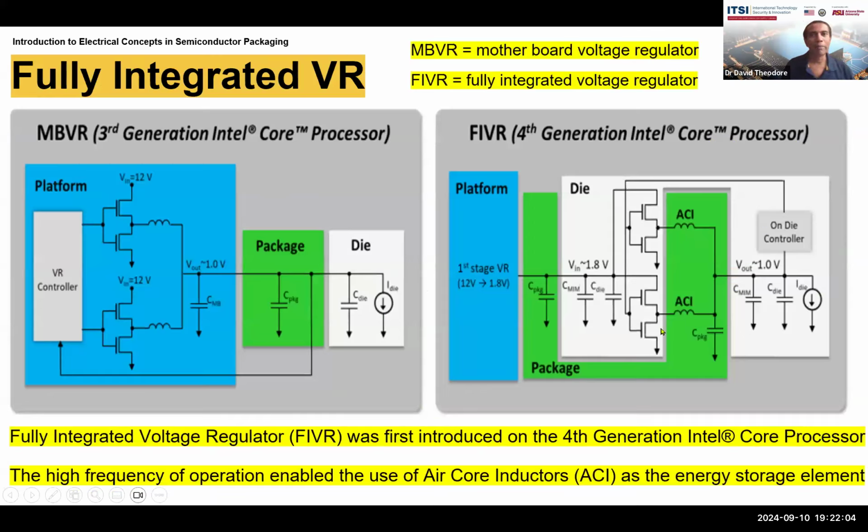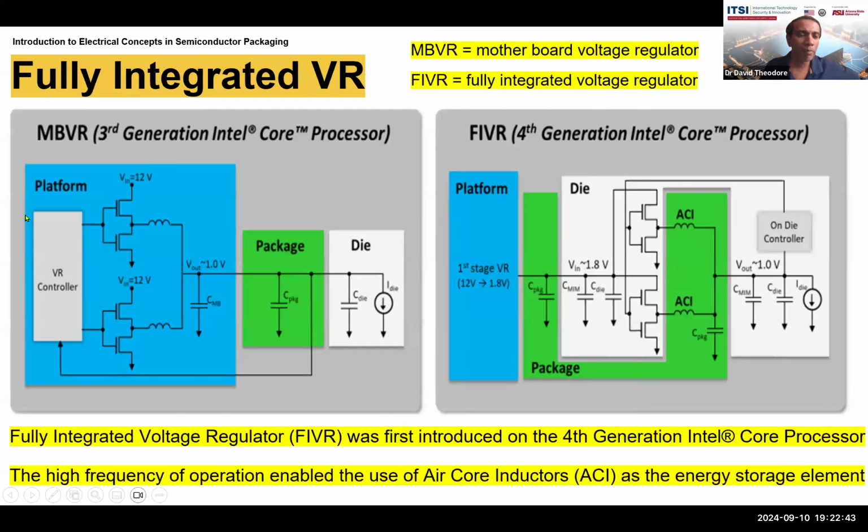Another advanced way of handling power delivery is a fully integrated voltage regulator. Here, an MBVR is a motherboard voltage regulator, and so the regulator is actually on the motherboard, it's not on the die. Whereas with FIVR, you can actually put this onto the die. The FIVR, the fully integrated voltage regulator, was first introduced in the 4th generation Intel Core processor. It can operate at high frequency, which enabled the use of air core inductors as the energy storage component. We'll see that on the next slide.